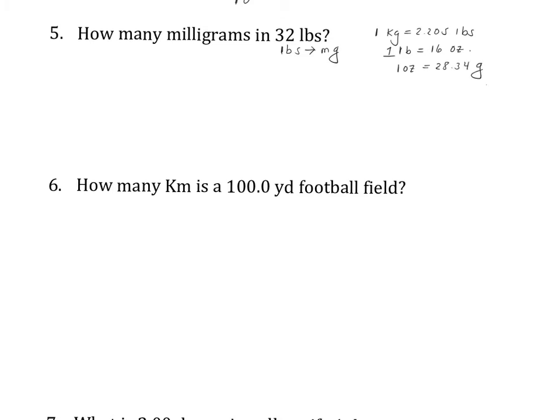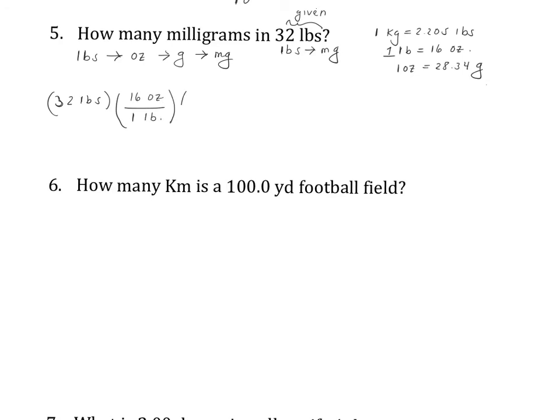And our route that we want to take in solving this problem is we want to go from pounds to ounces to grams and then to milligrams, given the piece of information that we're given. So we start off with what's given always. We have 32 pounds. And now we want to go from pounds to ounces. So how do we go from pounds to ounces? We know that for every 1 pound, there's 16 ounces.